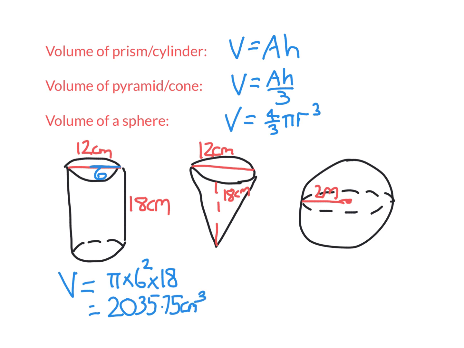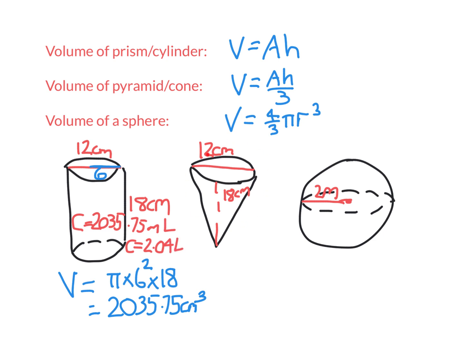So volume measures the space inside the shape. This means I could fit 2,035.75 little cubes in here if each cube was 1 centimeter by 1 centimeter by 1 centimeter. So that's its volume. What about its capacity? Well, we know that a centimeter cubed is equal to a mil. So the capacity would be 2,035.75 milliliters. Now to go from milliliters to liters, you divide by 1,000. So this would hold, dividing by 1,000, about 2.04 liters.